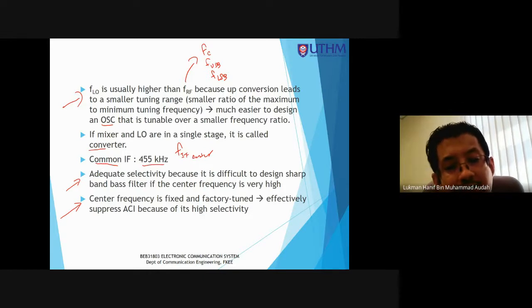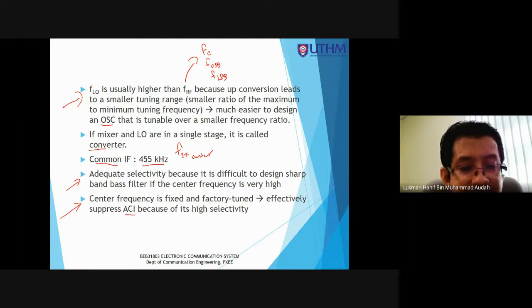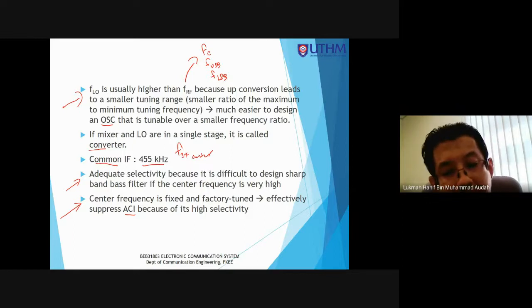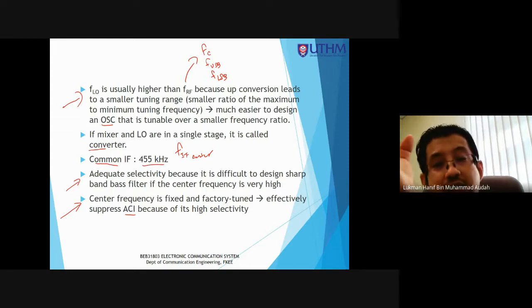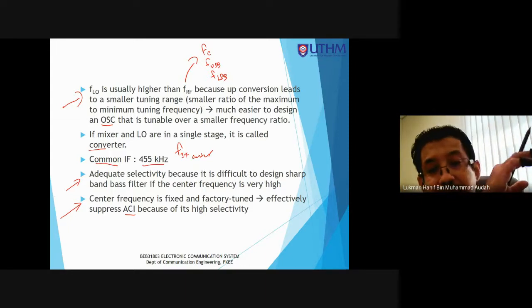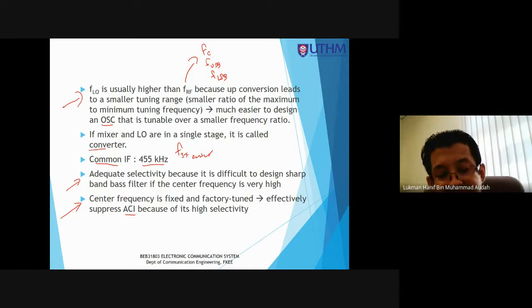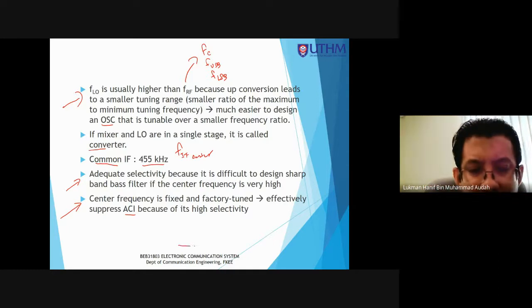Okay. And it is said that if we standardize this value, kalau kita standardizekan nilai ini, we can effectively suppress the adjacent channel interference because of its high selectivity. So apa maksud dia? Ini bermaksud kalau kita standardizekan nilai center frequency of IF, intermediate frequency, we can effectively reduce the interference from adjacent channel. Macam mana bentuk interference itu?